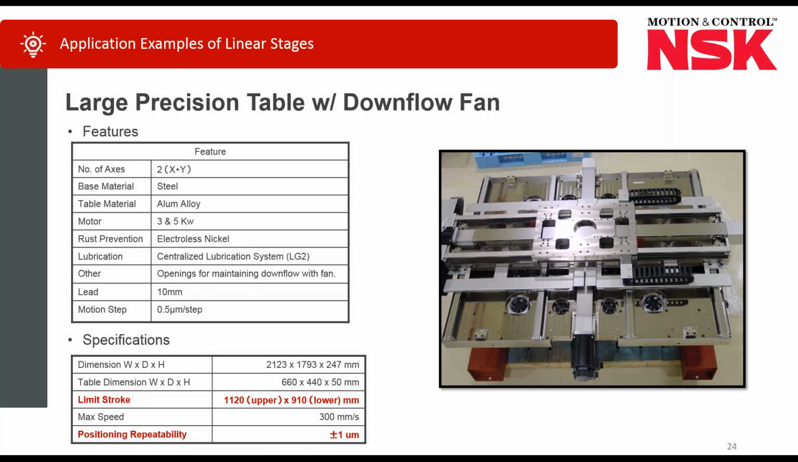This stage looks like it was designed for clean rooms. It says a downflow fan. A little bit different geometry than what we've seen before. Got different kinds of coating, electroless nickel coating. What else they got? Stroke, 1 meter square type stroke. Positioning repeatability, plus or minus 1 micron. So very highly accurate stages and relatively, not too large, but pretty large, with some special finishes, probably for the environment. Next.